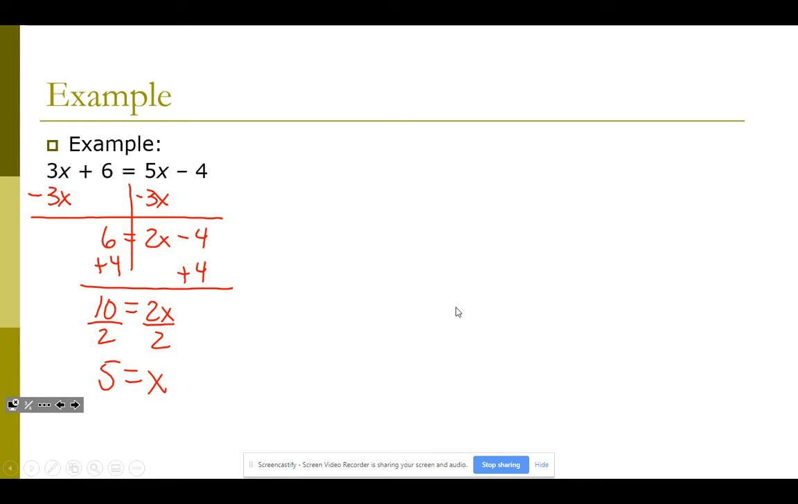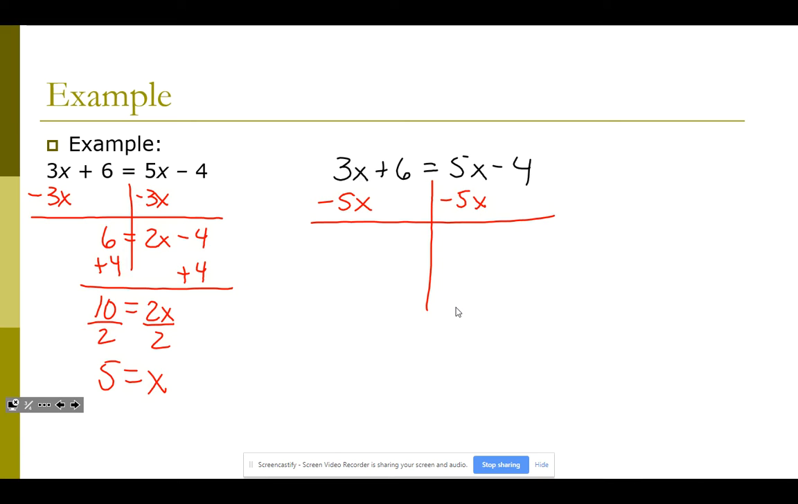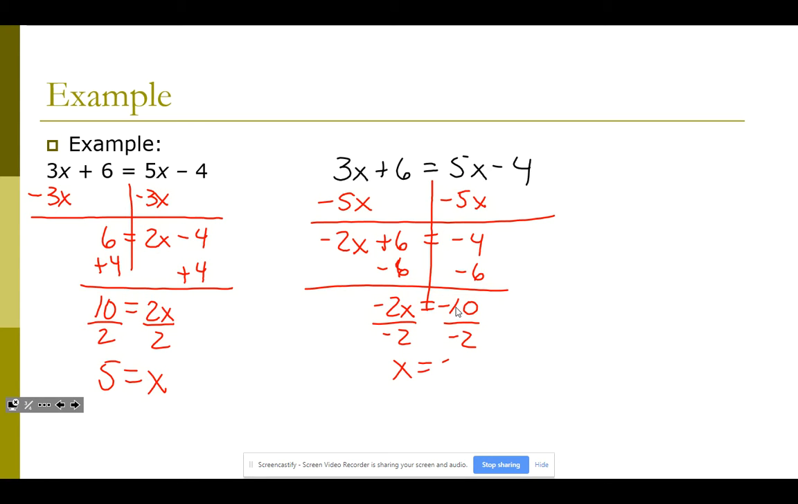Now, as I stated previously, it really doesn't matter which one you use, but I'll show you what happens when you eliminate the bigger one. So if I decided this time that I want to eliminate the 5x on both sides, now I'm dealing with a negative 2x plus 6 equals negative 4. Now, subtraction property of equality dictates I'll subtract 6 from both sides. And we have negative 2x equal to negative 10. And dividing by negative 2 gives me x equal to 5.